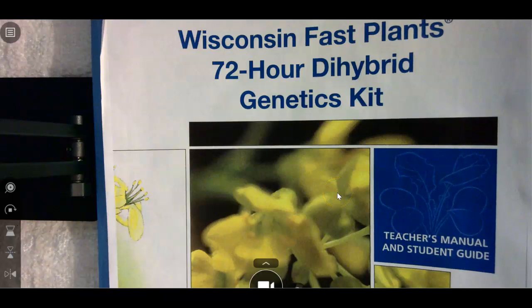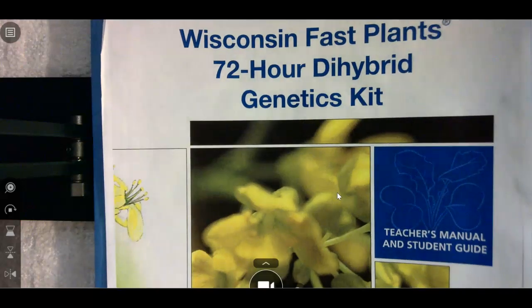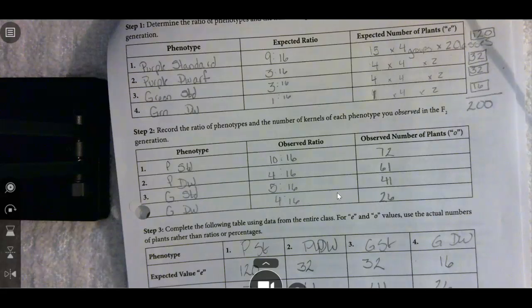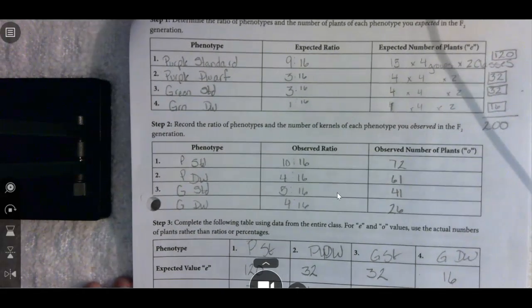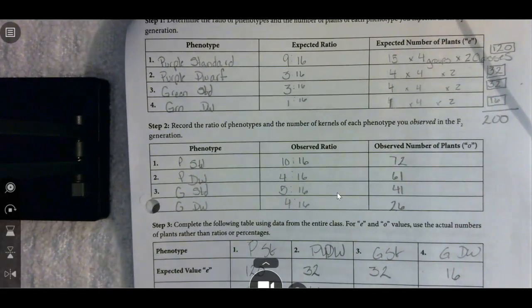Okay, I'm going to go through the chi-squared analysis for the Wisconsin Fast Plants lab that was giving us a little bit of problems in class. I went through the numbers with Mrs. Wegman, and it makes a lot more sense to me now, so hopefully I can help you make sense of it too. All right, we should have about the same data for these first couple of steps here.